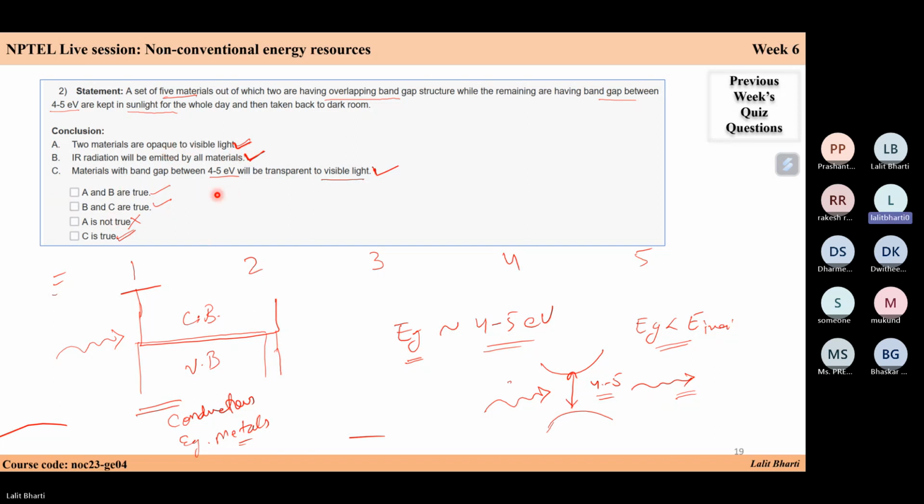C says material with band gap between 4 to 5 will be transparent to visible light. So that is correct. If your band gap is higher and your photon energy is lower, then it will not be absorbed and will be directly transparent to the light. So we have the options: A, B true; B, C true, A not true; and C true. So the third option is not correct. All remaining three are correct. So basically our conclusion: A, B, C, all three are correct. Okay, so that is done.